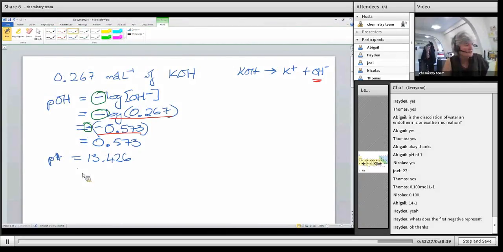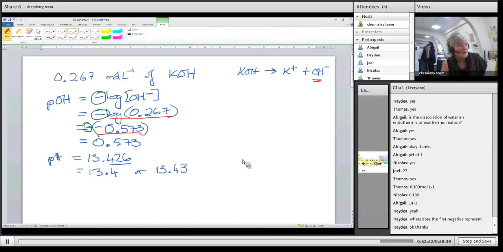Right, now you're not going to get full marks, even though strictly speaking that actually is correct. It's 3 significant figures. I found in the past examiners do not like that. So rather round it off to either 13.4 or 13.43. Okay. So any questions about calculating pH?